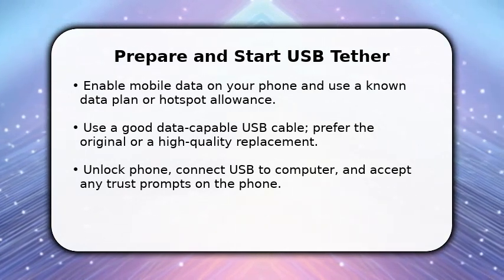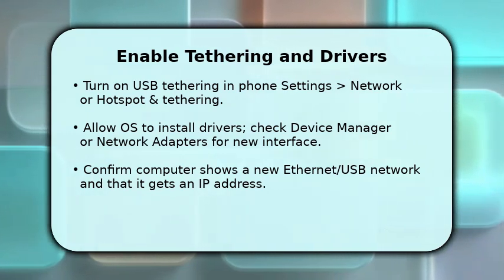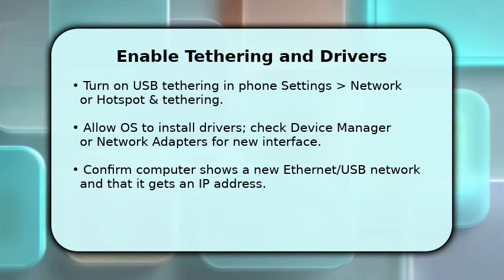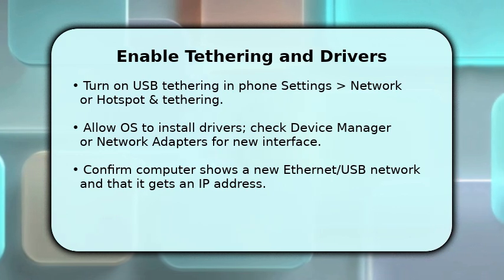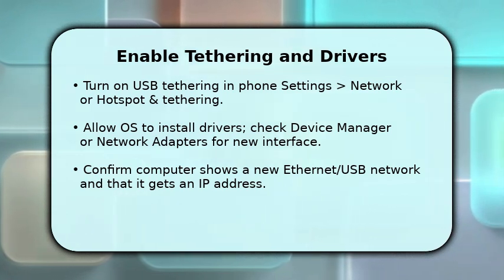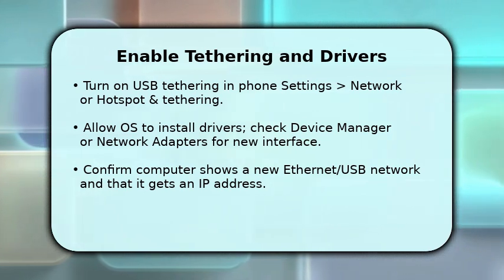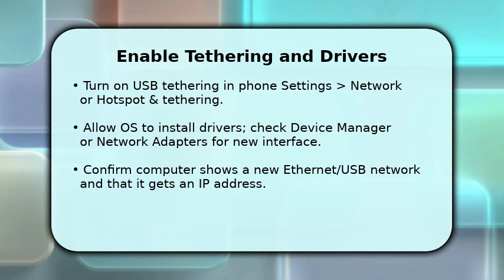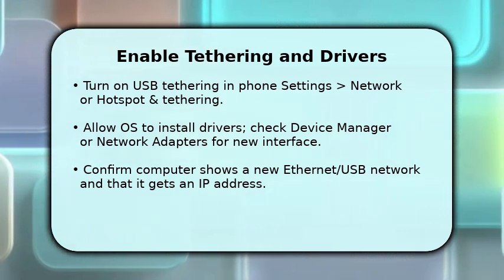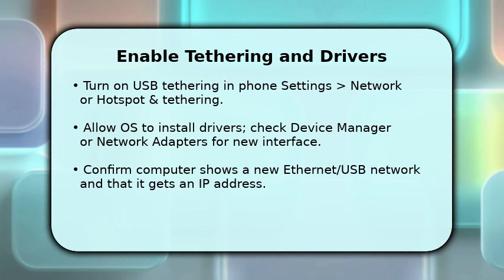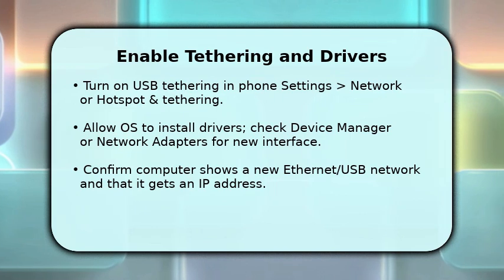Once the cable and permissions are set, turn on the phone's USB tethering feature in settings under hotspot and tethering or similar. Your computer should detect a new Ethernet-style adapter and may install drivers. Allow that to finish. If the adapter appears but has no IP, toggle tethering off then on to force DHCP. Make sure the computer's network priority is correct so traffic flows via the USB adapter. These steps create a routed interface between phone and computer, allowing packet forwarding to the mobile network.